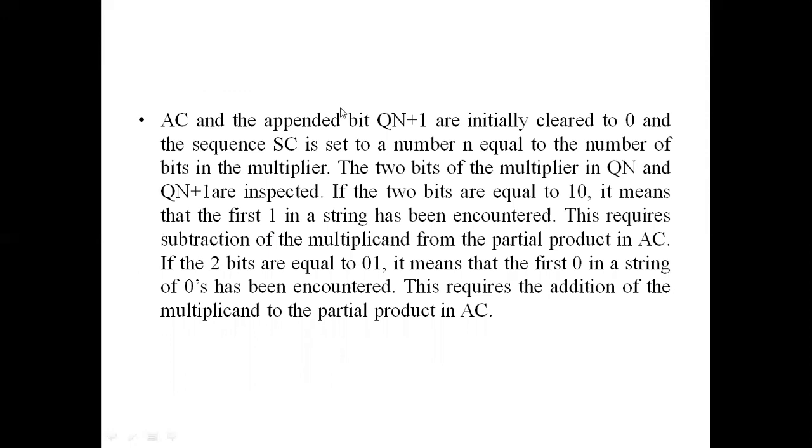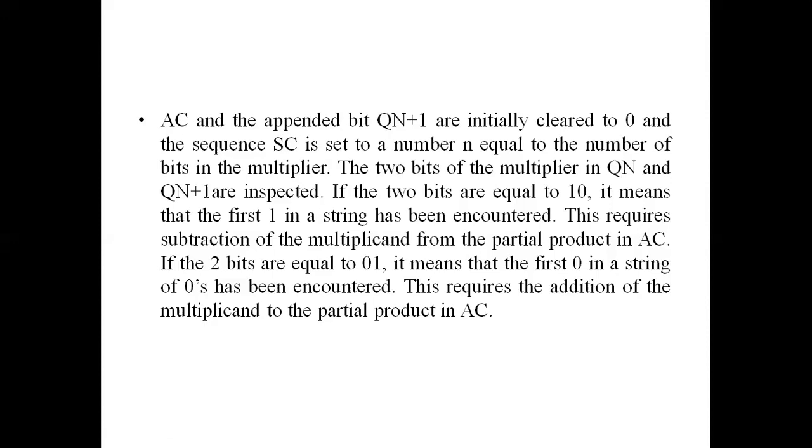Now we elaborately explain the rules. First, we set the accumulator AC and the appended bit Qn+1 initially to 0. And the sequence counter SC is set to the number n, the number of bits in the multiplier. That same number of bits will be used in the count of SC. So the value of SC depends on the number of bits used in the multiplier. If the number of bits in the multiplier is 4, the value of SC is 4. If the number of bits in the multiplier is 5, the value of SC is 5.